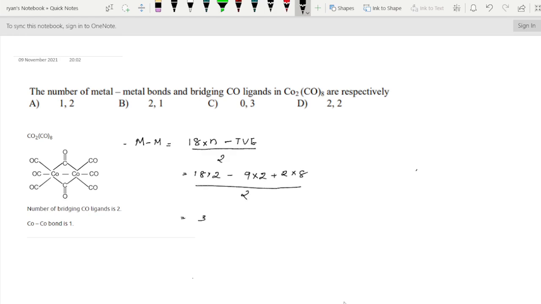Here 36 minus 34 divided by 2. 2 divided by 2 is 1. Therefore the number of metal-metal bonds is 1. The number of bridging ligands here is 2. 2 bridging ligands are here. Therefore bridging ligand 2, metal-metal bond 1. According to this, answer A is correct.